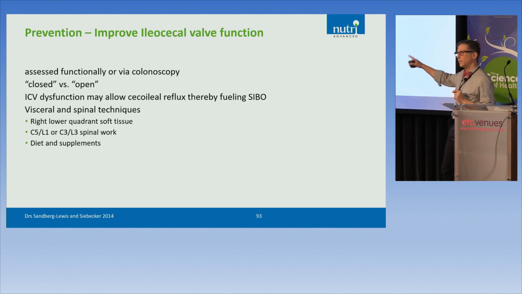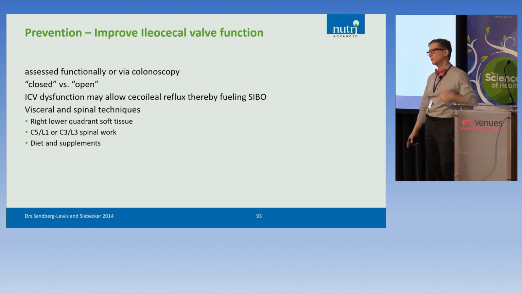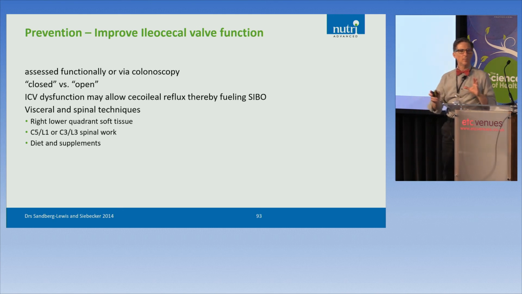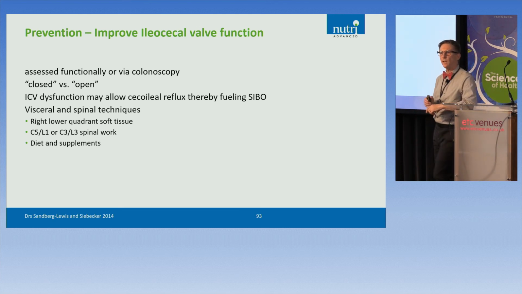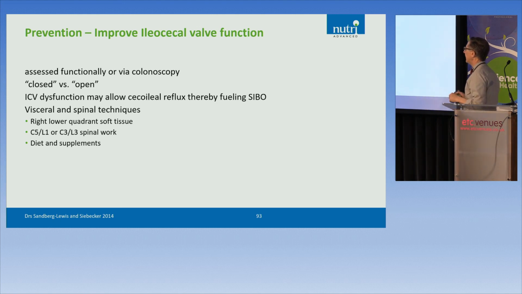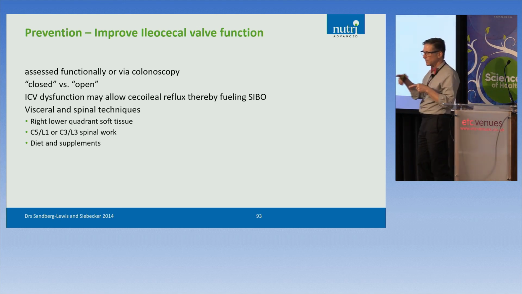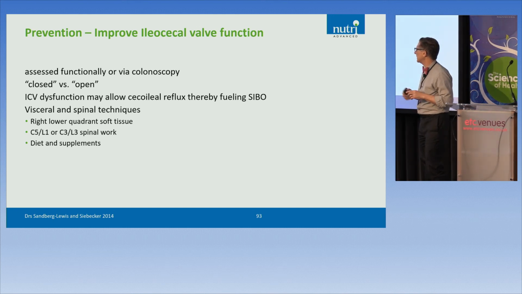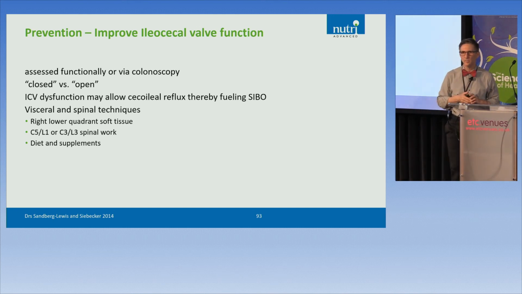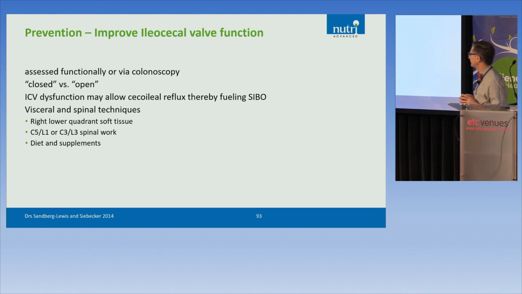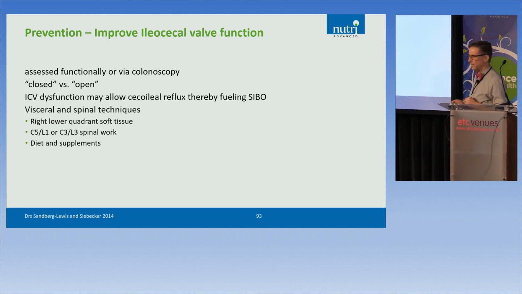But C5 and L1, cervical 5 and lumbar 1, are the most important areas to check if your patient has an open ileocecal valve. For muscle work, for fascial work, for spinal work, whatever you find there. But check those areas. And if they have what we call a closed ileocecal valve, C3 and L3 are the most important places to check. And then, of course, you're working with their diet and their supplements.